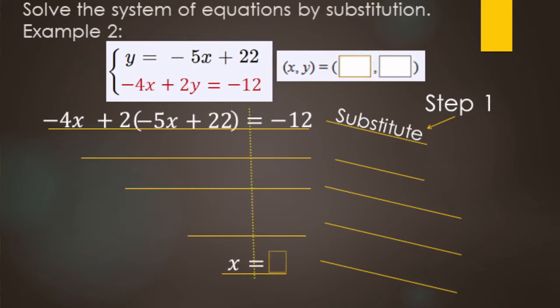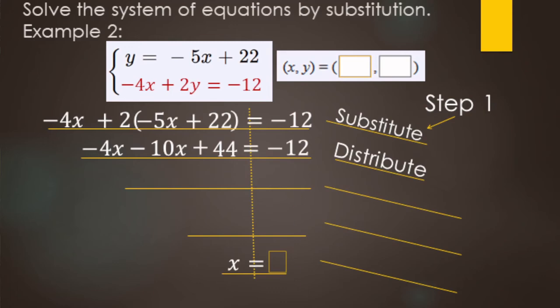In this one here, we are going to be cleaning up this left-hand side first. We're going to simplify. We do have distributing. So let's start here. We've got negative 4x goes there. And now for distributing, 2 times negative 5x would be a minus 10x. 2 times 22 is going to make 44. We still have the equals and the negative 12 there.